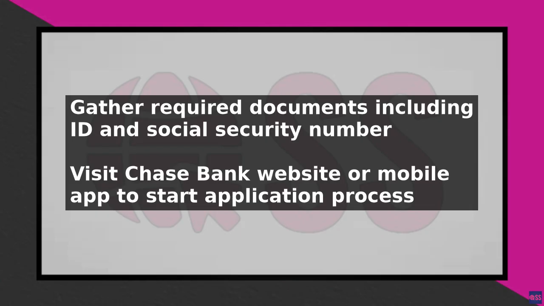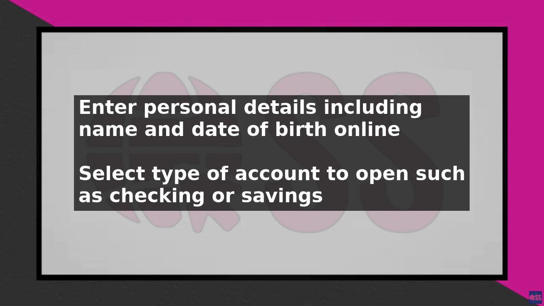Click on the Open an Account button and select the type of account you want to open, such as a checking or savings account. You will then be prompted to enter your personal details, including your name, address, and date of birth. Next, you will need to provide your identification documents, which can be uploaded online or taken to a local Chase Bank branch. You will also need to fund your account, which can be done by transferring money from an existing account or making a deposit at a local branch.